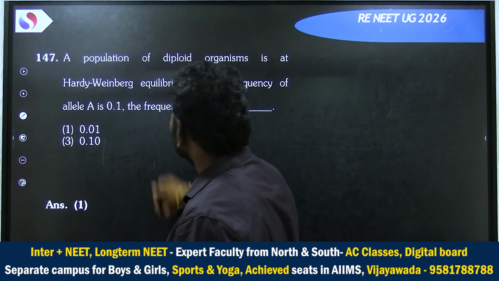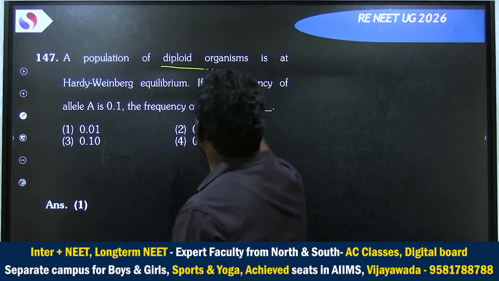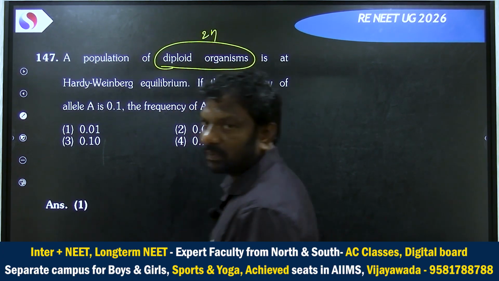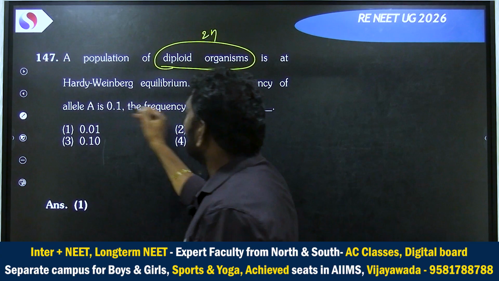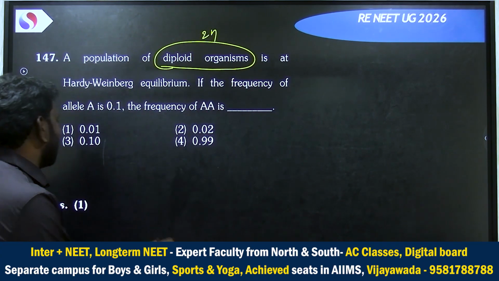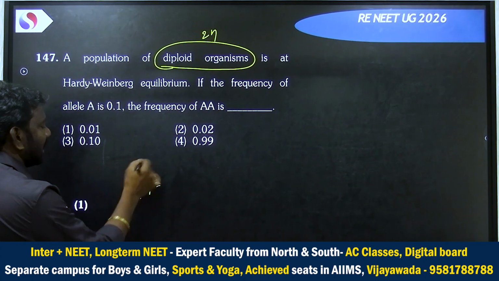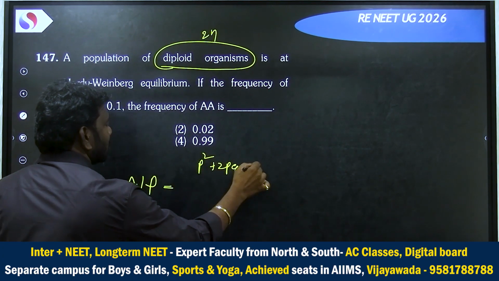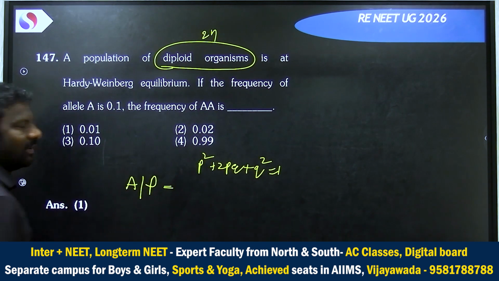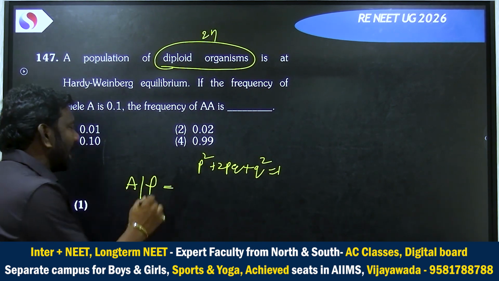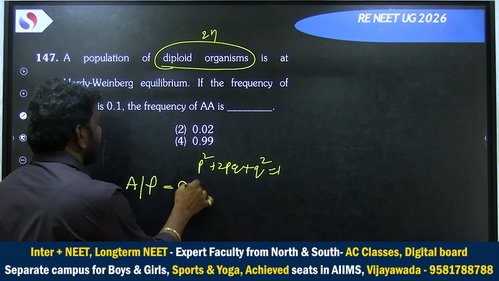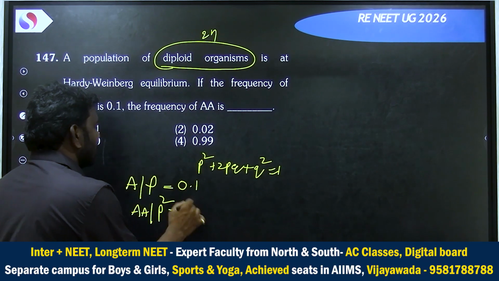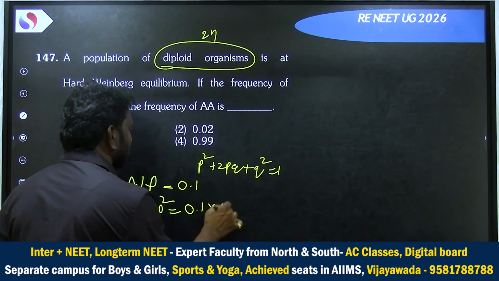147. A population of a diploid organism, diploid means 2n condition, is at Hardy-Weinberg equilibrium. If the frequency of allele capital A is taken as P, because P square plus 2PQ plus Q square is equal to 1, that is the Hardy-Weinberg equilibrium. They have given capital A frequency as 0.1. So they are asking for capital A, which means P square, simply 0.1 into 0.1.